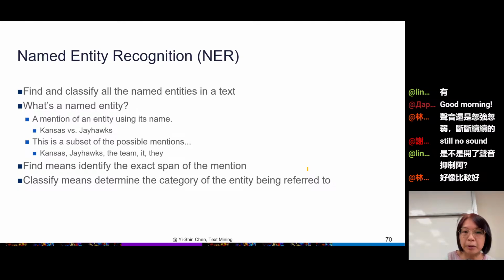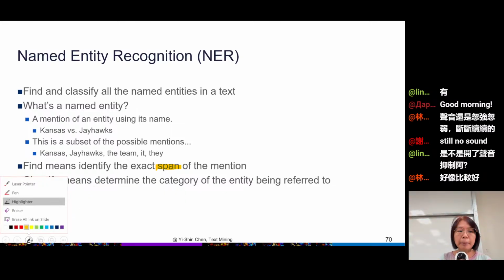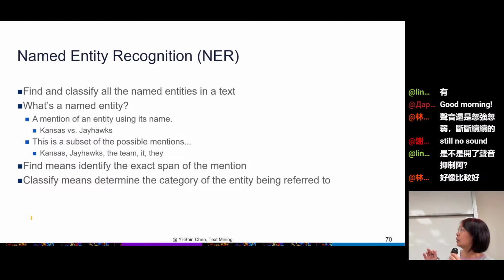So right here, I will get exactly the same Xing Chen that we talked about. And then I will know, when I see this name right here, what it belongs to. That is called a named entity. Is that clear? So for example, in this slide, what are the possible named entities? Probably we have Kansas. We have Jayhawk.